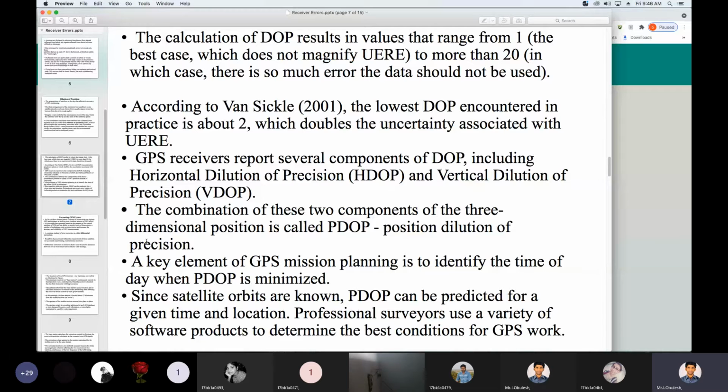The calculation of dilution of precision results in values that range from 1 to more than 20.